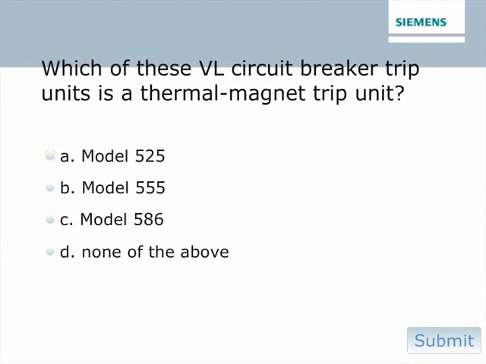Question 2. Which of these VL circuit breaker trip units is a thermal magnet trip unit? Is it A, model 525, B, model 555, C, model 586, or D, none of the above?